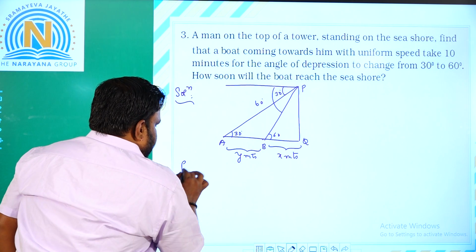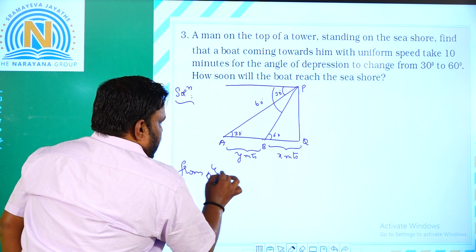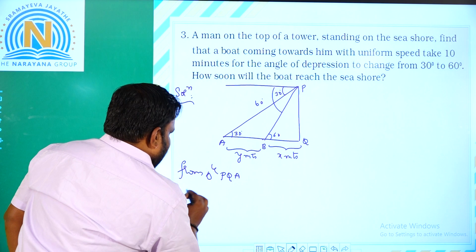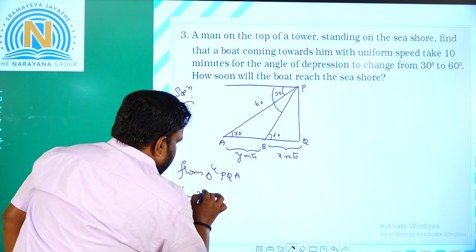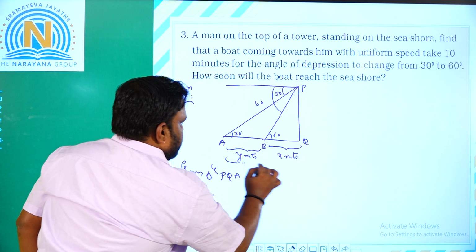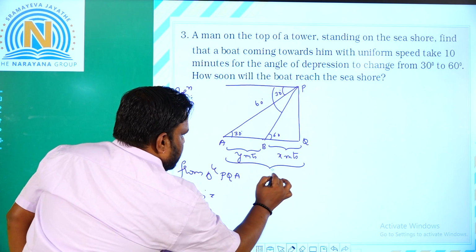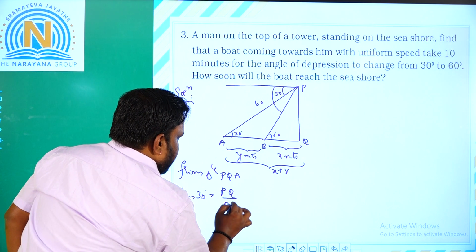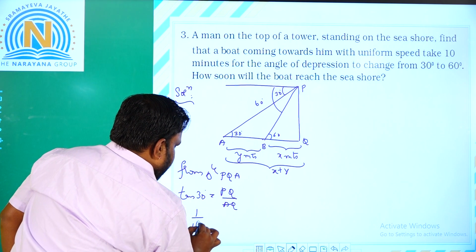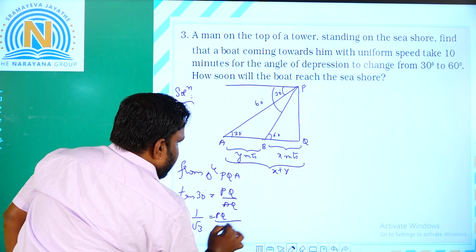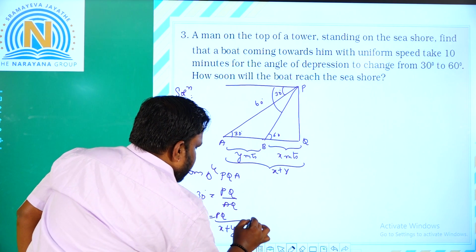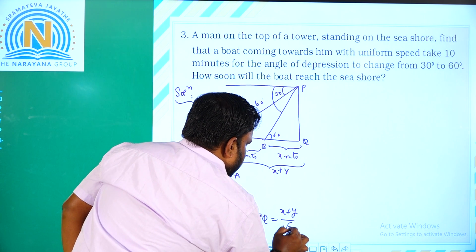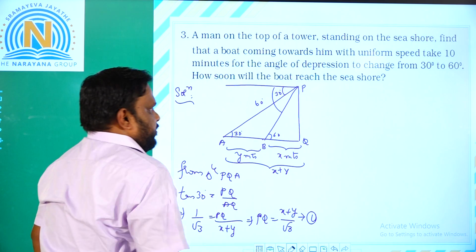From triangle PQA, tan 30 is equal to PQ by AQ, and AQ is x plus y, obviously we know this. Tan 30 is 1 by root 3, equal to PQ by AQ, which is nothing but x plus y. From here, PQ is equal to (x plus y) by root 3. Name this as first equation.